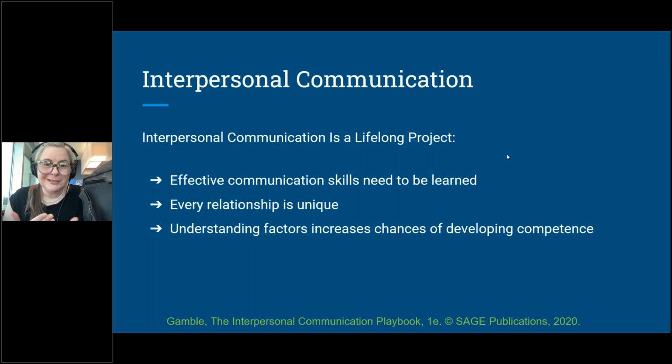And so we learn these different skills. We learn ways to move forward and to communicate with one another. And as we learn these new skills, we start to understand these various factors. We get to realize that everybody is unique. The way we communicate with each other is different all the time. And therefore, we become more competent in the ways that we interact with each other.